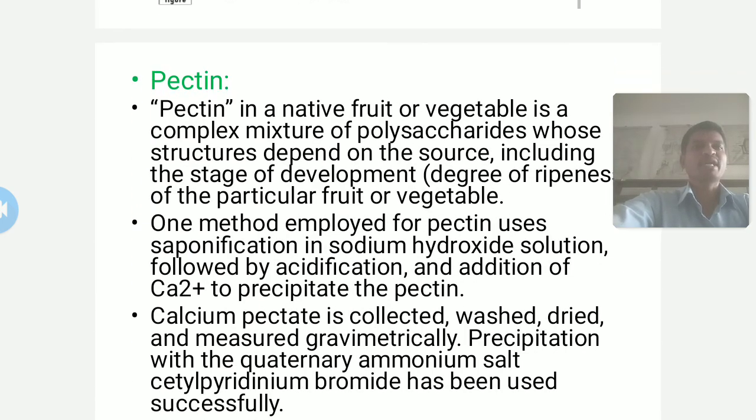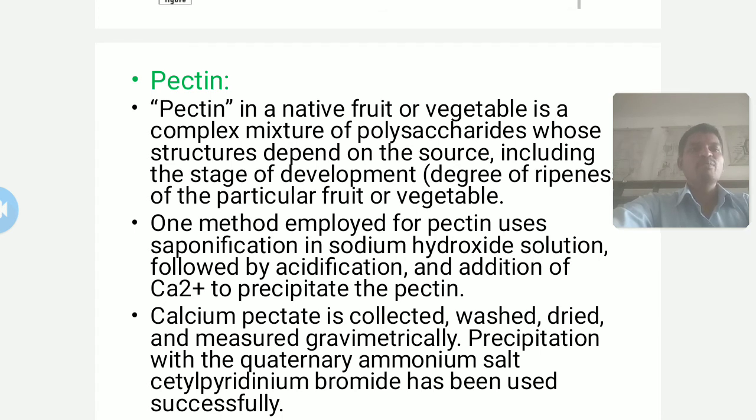The next point is pectin. So what is pectin? Pectin in a native fruit or vegetable is a complex mixture of polysaccharides. So this pectin is generally found in fruits and vegetables. Okay, and it is a mixture of polysaccharides whose structures depend on source, including the stage of development, that is, the degree of ripeness of the particular fruit or vegetable.